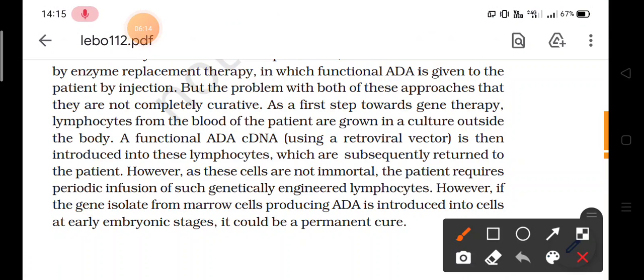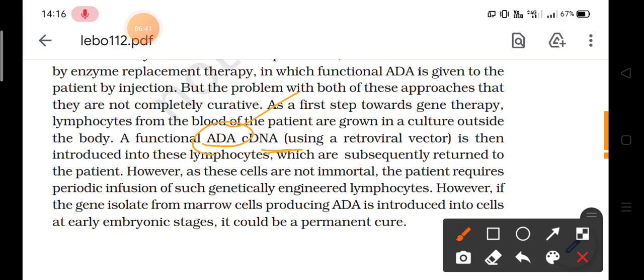Now what is the meaning of this? ADA, this is adenosine deaminase, it is an enzyme. Now cDNA, what is cDNA? It is the DNA which is recombinant, which is then introduced into the lymphocytes. So this functional ADA cDNA will be taken, it will be introduced into the lymphocytes, and then it will be returned to the patient's body.